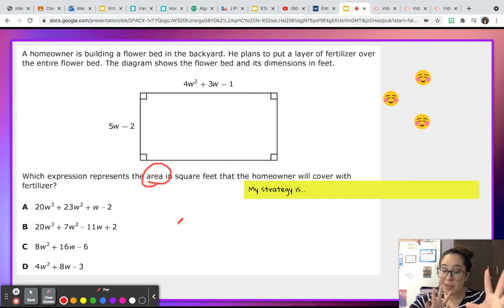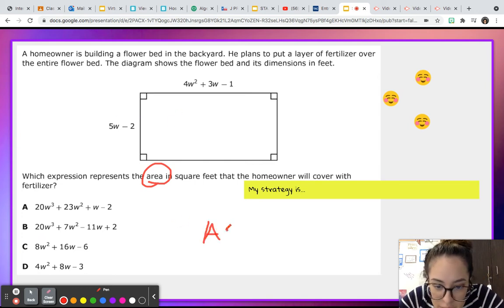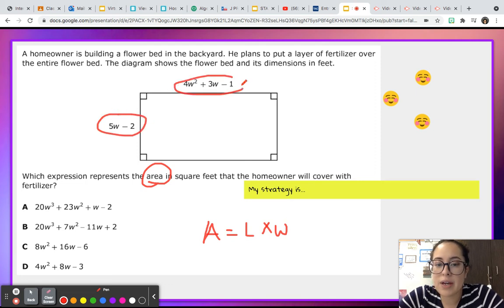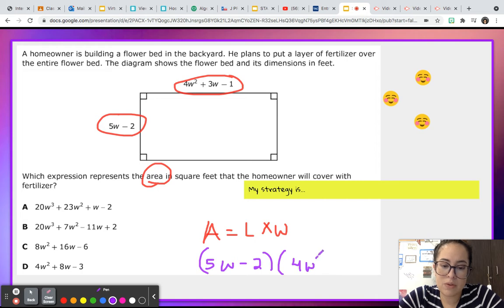Okay, first of all, this is talking about area, so I have to remember back old school, like when I was a little kid. Area of a rectangle is length times the width. So in this case, I am given a length and a width, but they are expressions, which is totally fine to do. I need to multiply these two expressions. I have to do 5w minus 2 times 4w squared plus 3w minus 1.